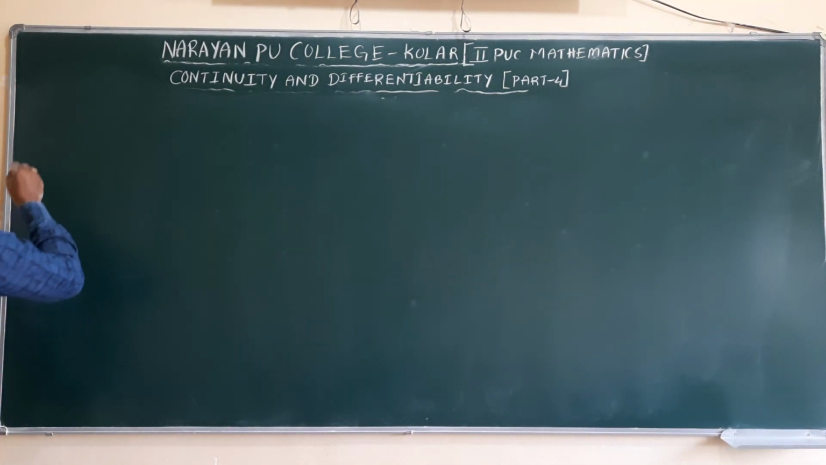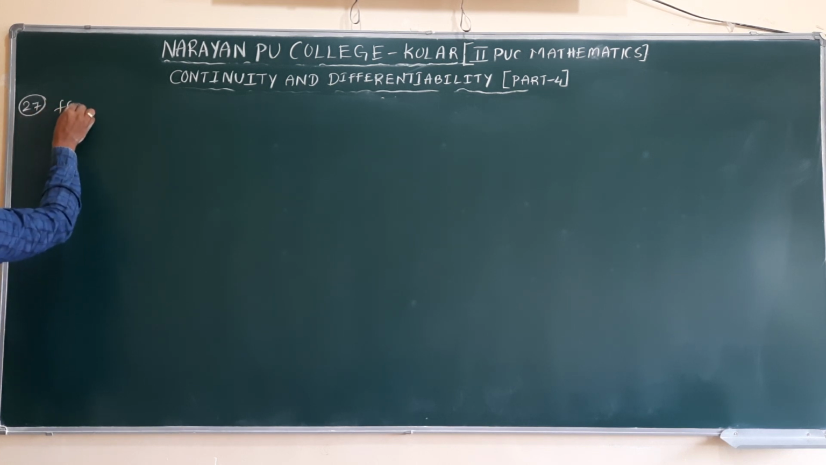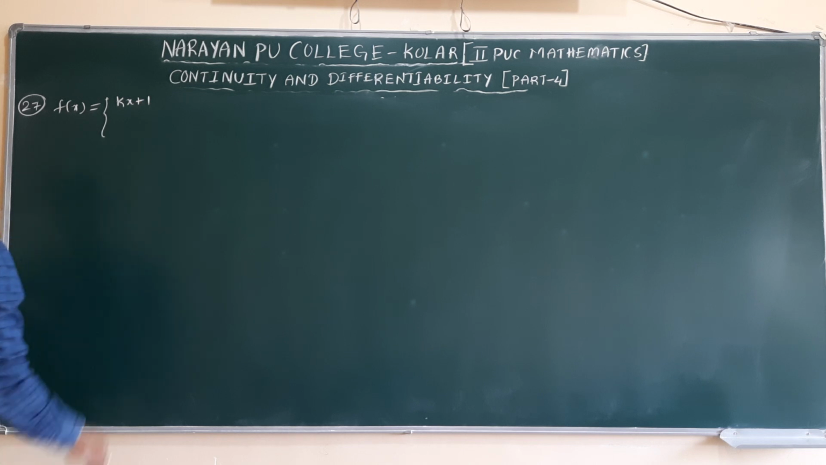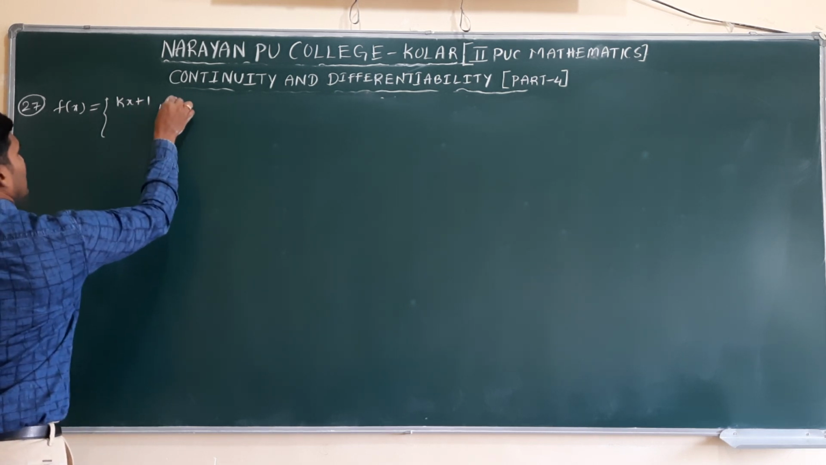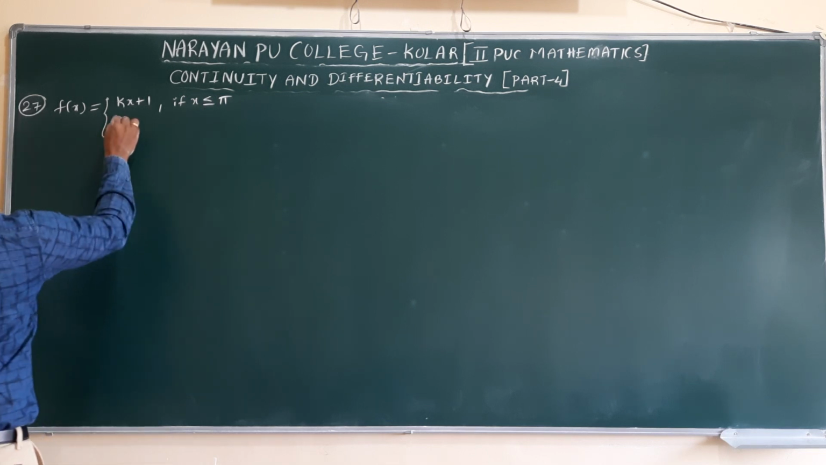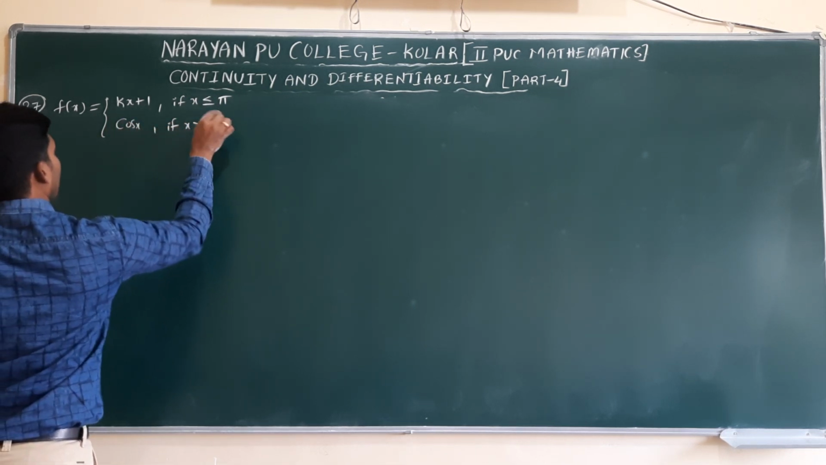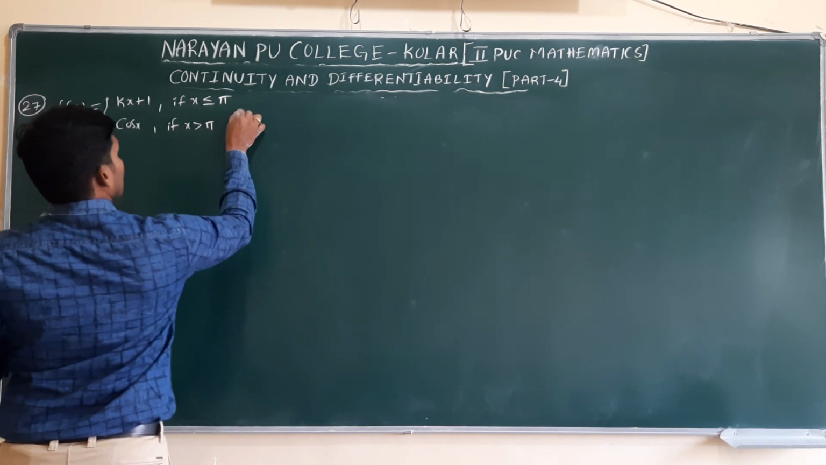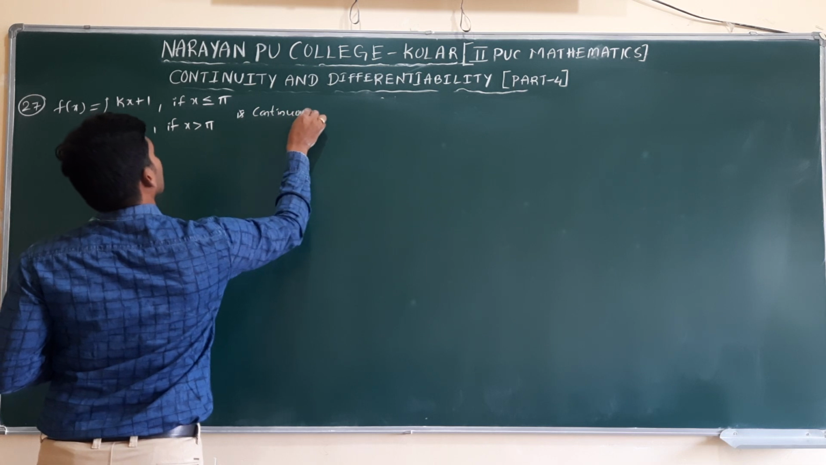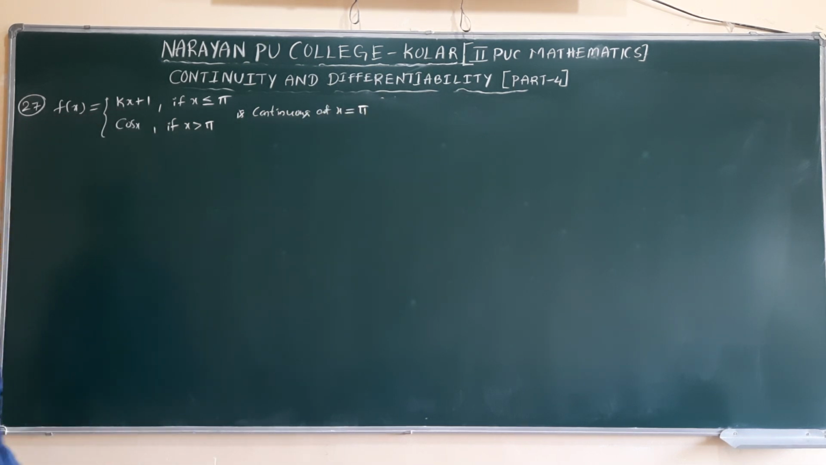Next, 27. f of x equals kx plus 1 if x is less than or equal to pi, cos x if x is greater than pi, is continuous at x equal to pi. We need to find the k value.